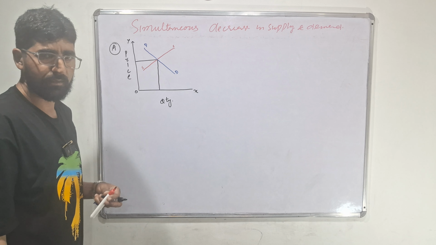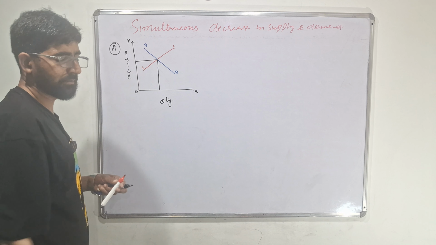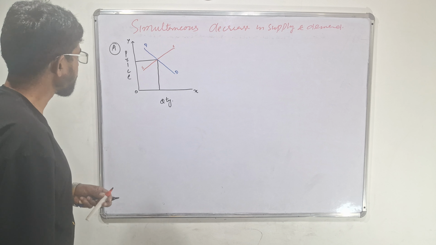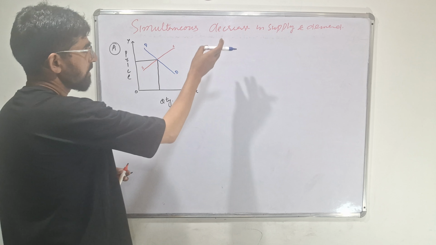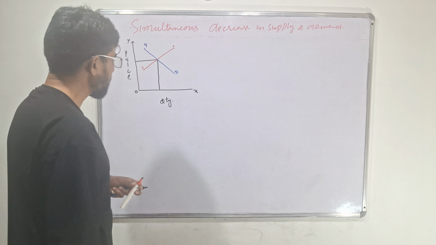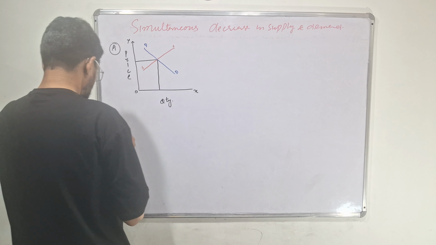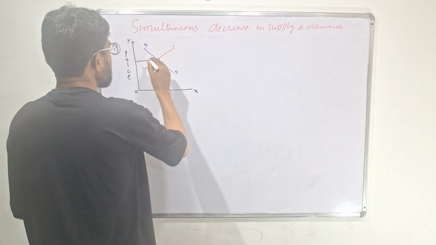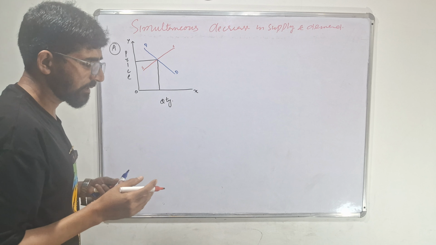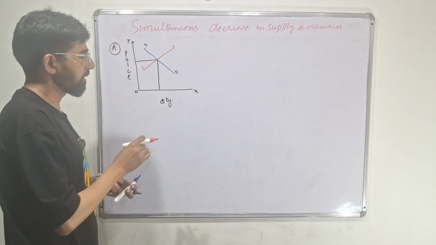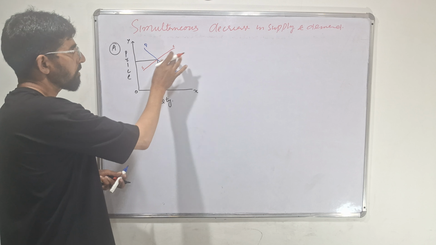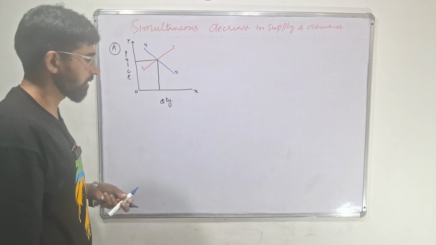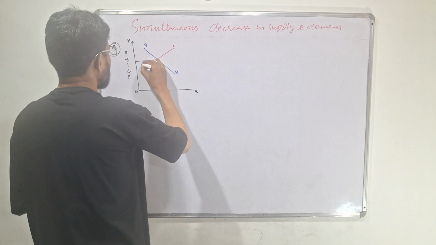What will happen if there is a simultaneous decrease in supply? Supply will decrease at the market equilibrium, and demand will also decrease. As in yesterday's lecture, I discussed an increase in supply, showing a rightward shift. Now today is a decrease in supply. This will be a leftward shift of the supply curve.